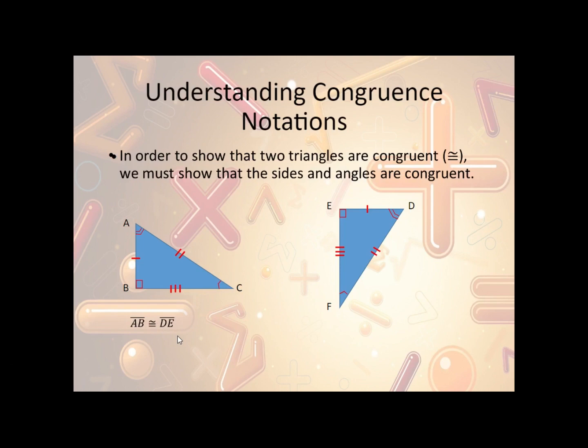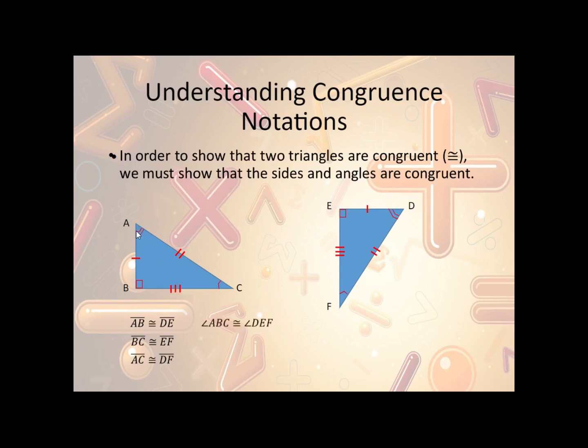In order to make a true statement, I need to follow along with the corresponding parts. So I went from the endpoint with the double arc to the endpoint with the 90-degree angle. So I need to do the same thing here. Endpoint with the double arc to the endpoint with the 90-degree angle. So it's AB is congruent to DE. Then we have BC here is congruent to EF, and AC is congruent to DF. So those show that all the parts are congruent.